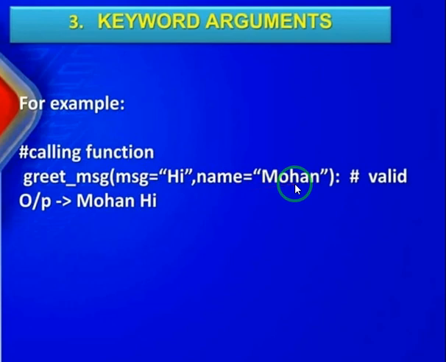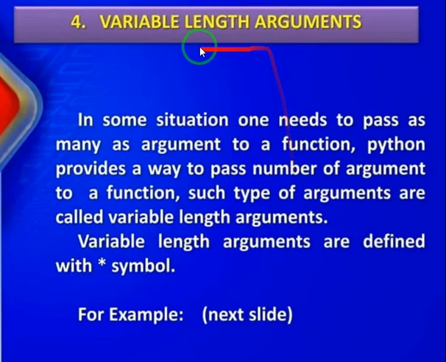Now what is a variable length argument? Now we know that there can be situations where we need to pass a lot of arguments to a function, not just two, three, four, five, or as many as you can name. We need some way where we can pass as many as we want.